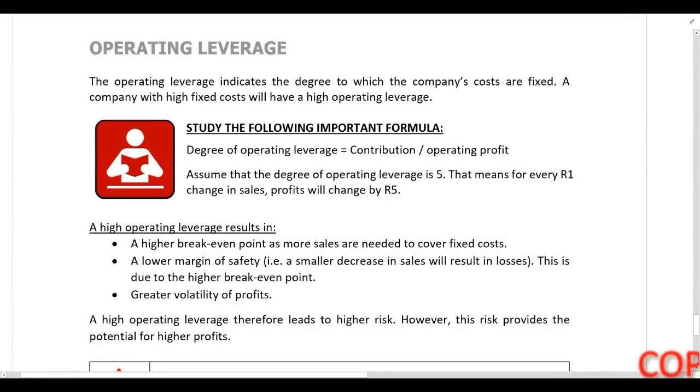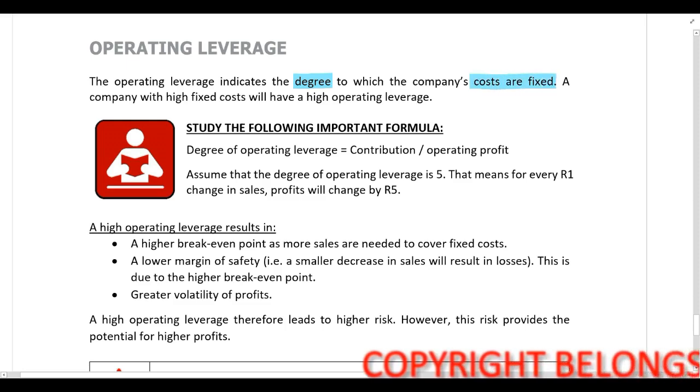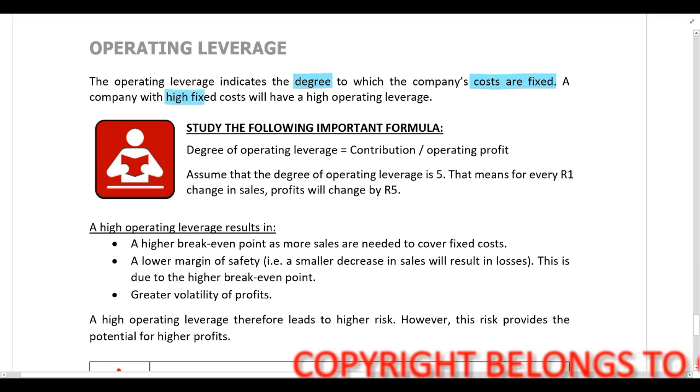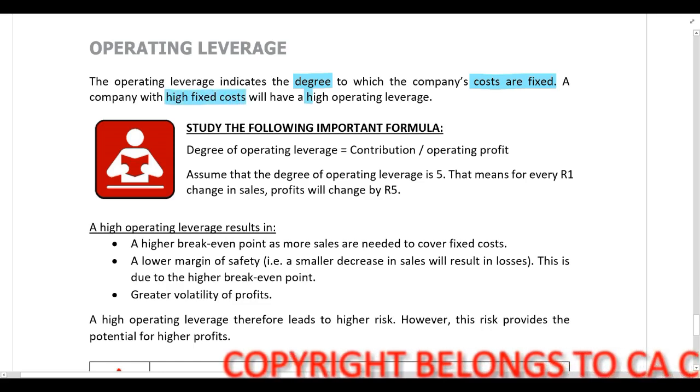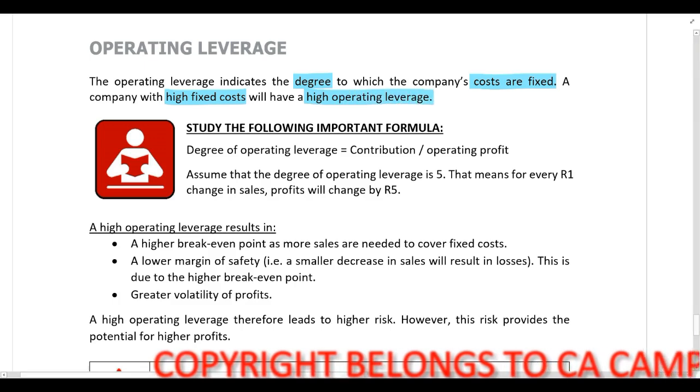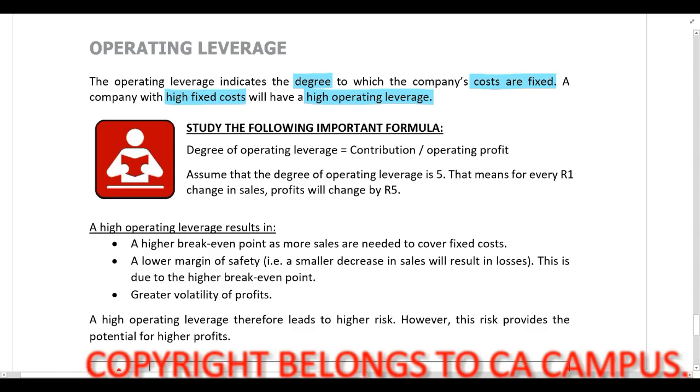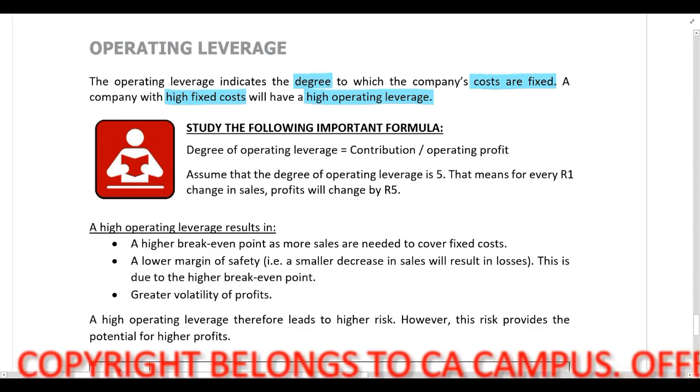Then next we need to look at operating leverage. Operating leverage indicates the degree to which the company's costs are fixed. A company with high fixed costs will have a high operating leverage. So how do we calculate the degree of operating leverage?